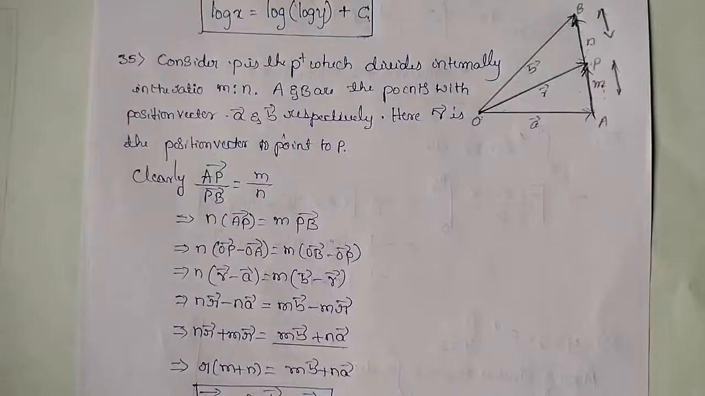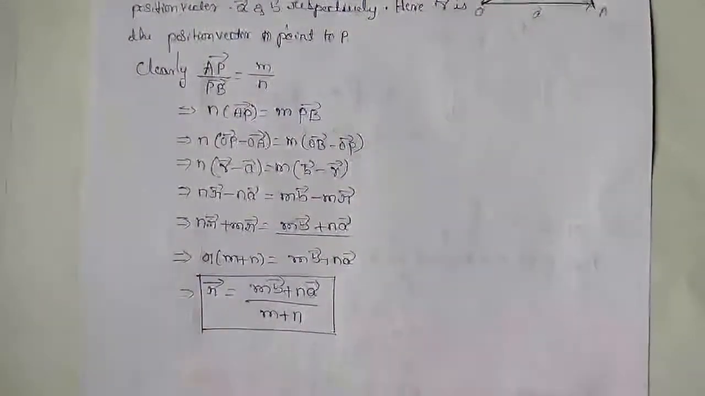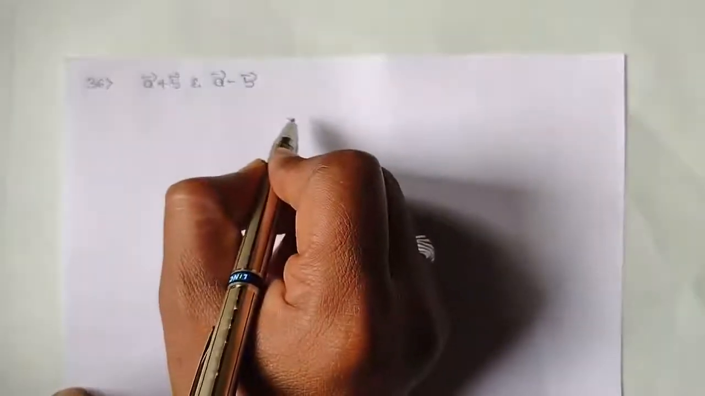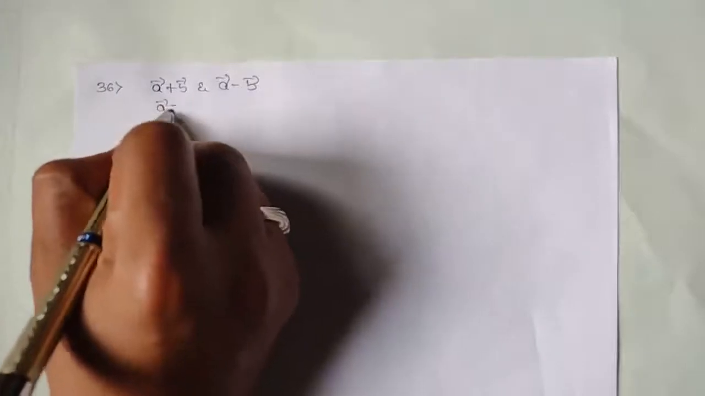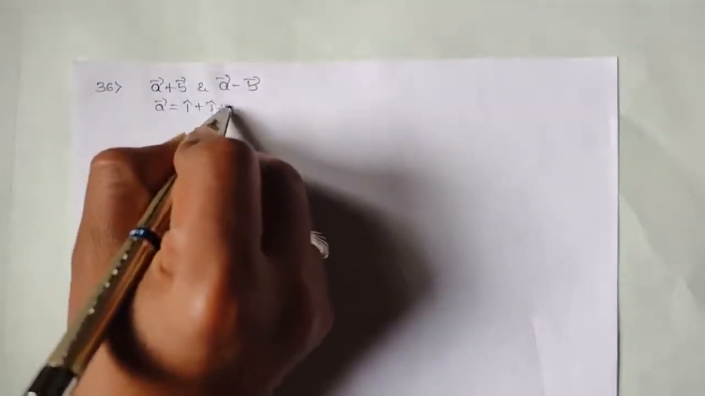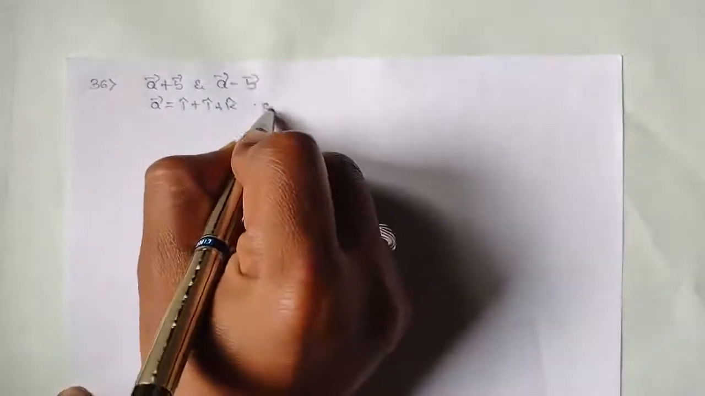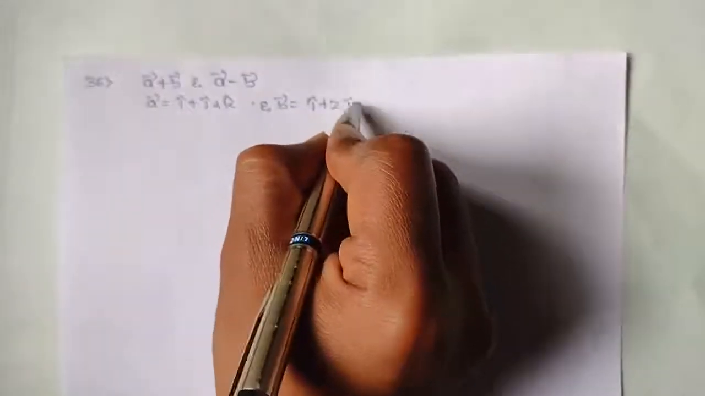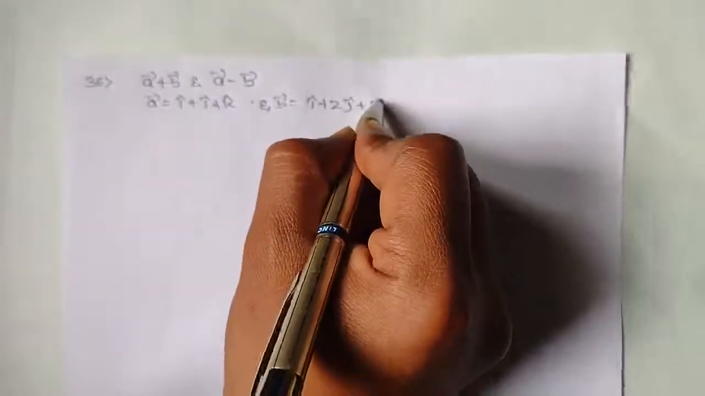Next, question number 36. Find a unit vector perpendicular to each of the vectors a vector plus b vector and a vector minus b vector, if a vector is equal to i cap plus j cap plus k cap and b vector is equal to i cap plus 2j cap plus 3k cap.